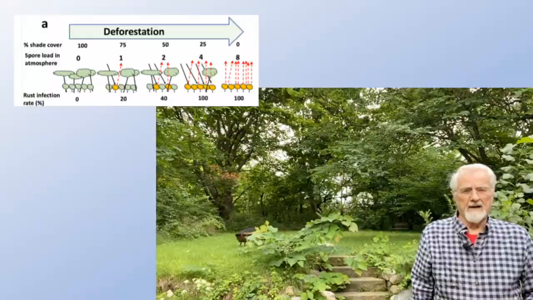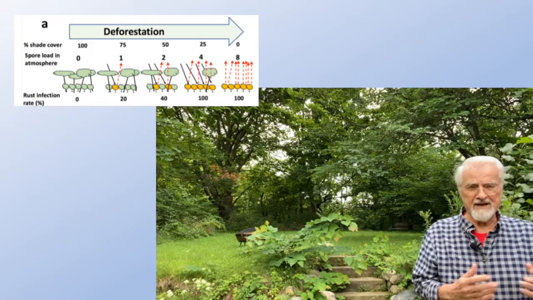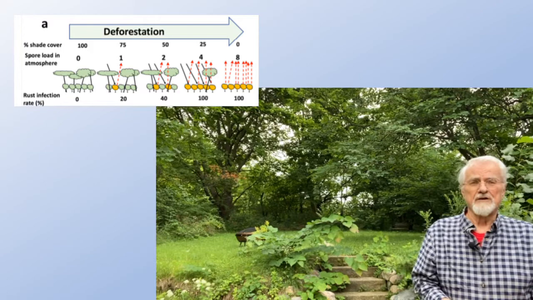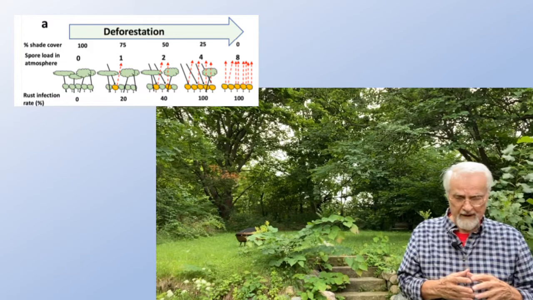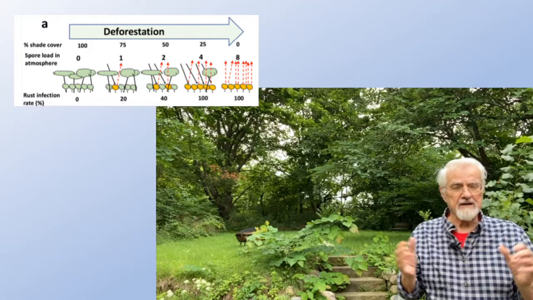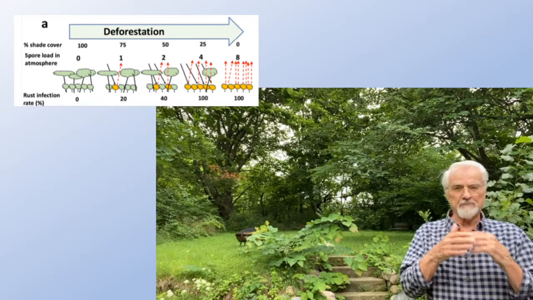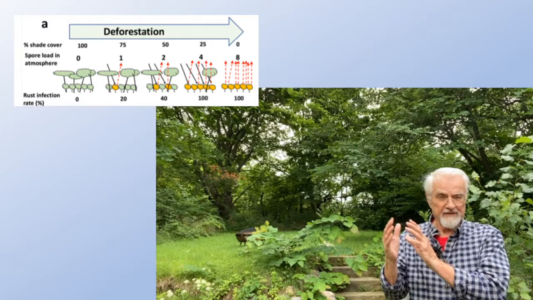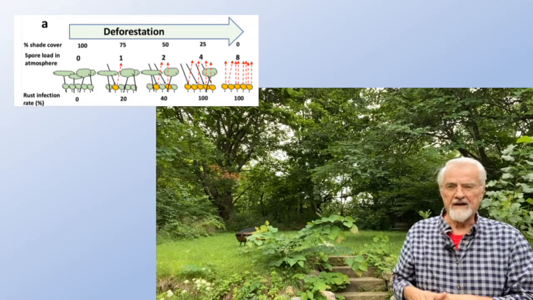I'll not subject you to a presentation of exactly what the model says analytically, but I think I can explain what it says using a cartoon version here. In this cartoon, consider it as five different farms with different levels of shade, or consider it as the same farm going through five different time sequences, getting more and more deforested. So the farm on the left has 100% shade cover and zero rust disease. Okay, that's the way we start.